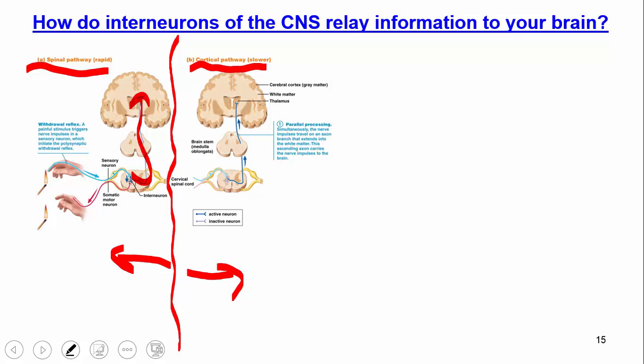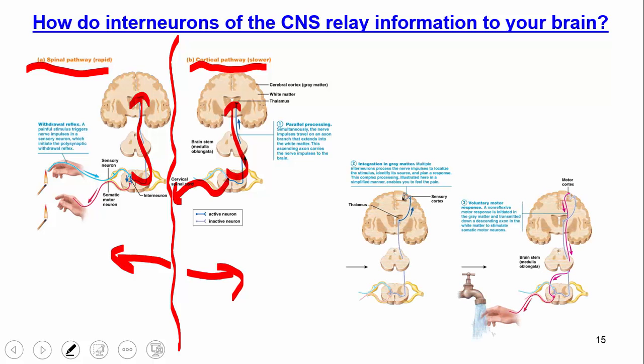So what's happening in this cortical pathway, if you read through it here, is you have something called parallel processing, right? So the sensory input comes in, and then that sensory input goes up to the brain, and then the brain makes a decision, right? Then sends that back down, and then it results in a motor output. And so the rest of this slide is showing that.